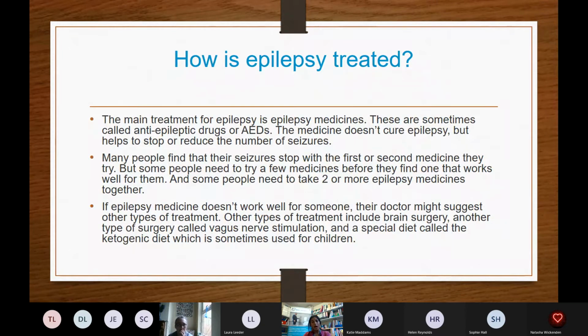So moving on, how do we treat epilepsy? The main treatment for epilepsy is medication. We have medications called anti-epileptic drugs. Again, the medicines don't actually cure the epilepsy, but they help to reduce or stop the number of seizures.